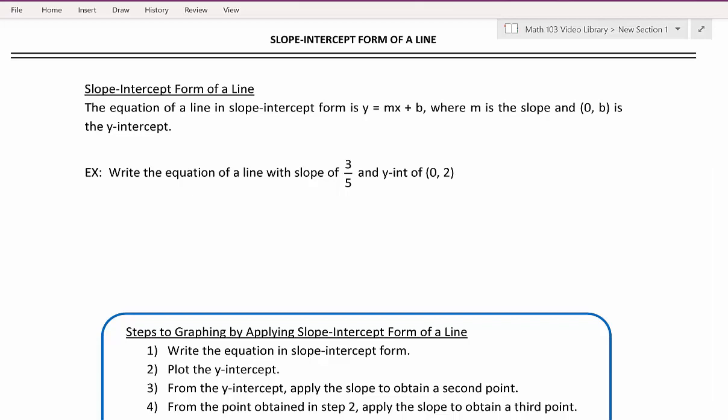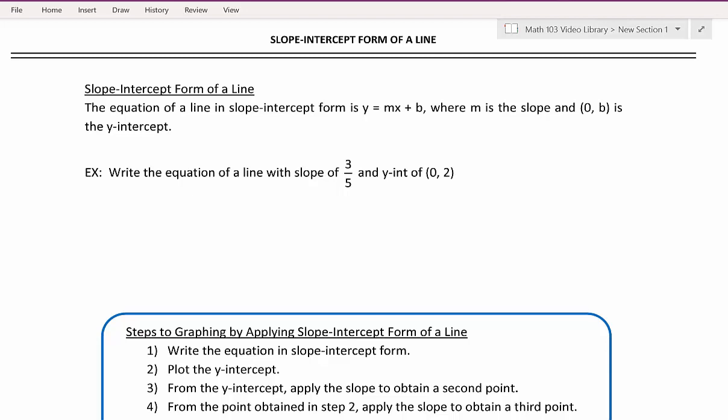In this video, we'll be discussing slope-intercept form of a line. The equation of a line in slope-intercept form is y equals mx plus b, where m is the slope of the line and the ordered pair (0, b) is the y-intercept. This is the most useful form of a line. We're able to use this form of a line to write equations of lines and graph equations of a line.